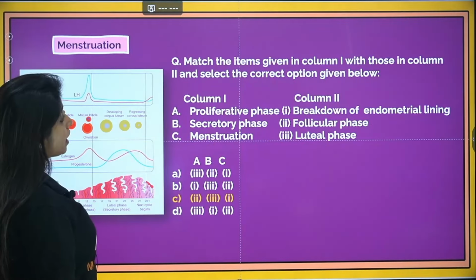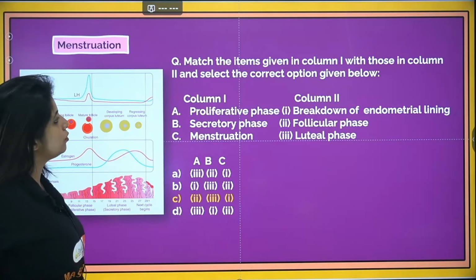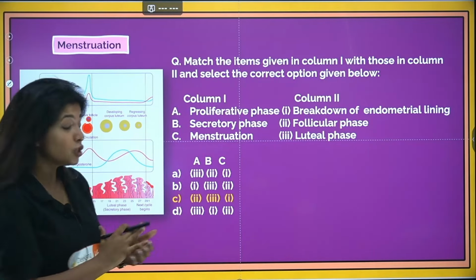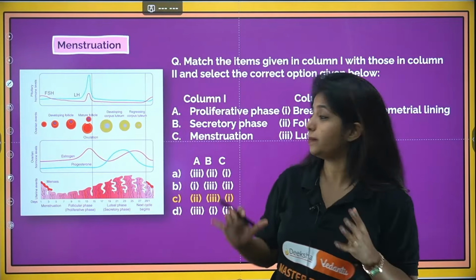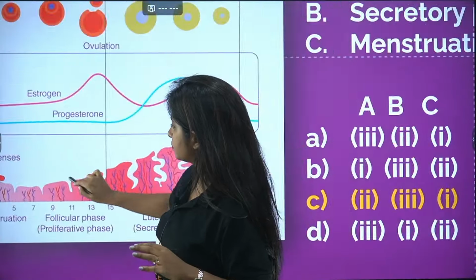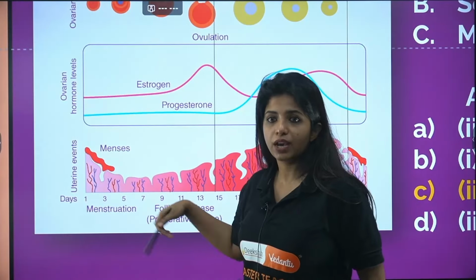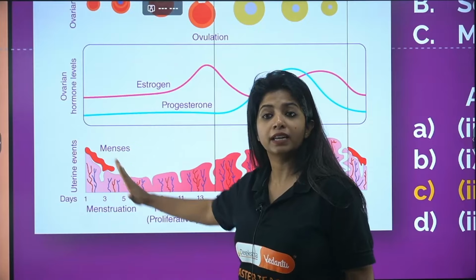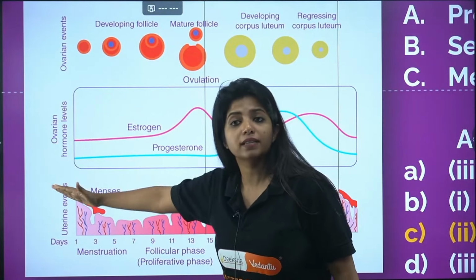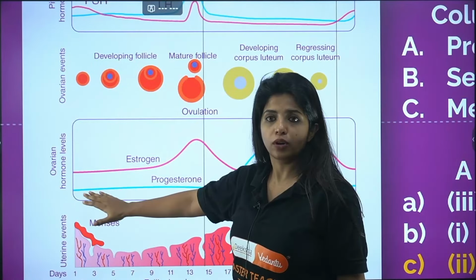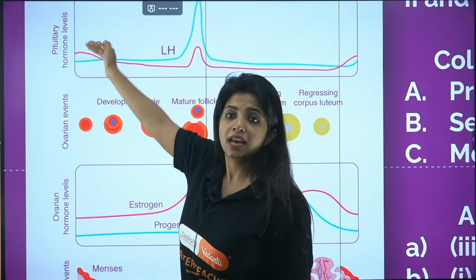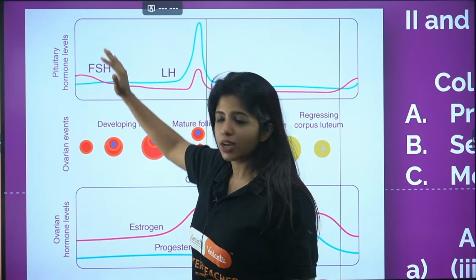Now the next question: match the items given in column 1 with those in column 2 and select the correct option given below. So over here you have to talk about the menstrual phase. This menstrual cycle is very, very important. Please remember it. So I'll just give you a gist of it. Listen to me carefully, okay? So the first phase is the menstrual phase, where from the 1st to the 5th day, the endometrial lining is falling down. And at this particular point of time, estrogen and progesterone are very low in amount, which is why this is happening. And when both of them, released by the ovary, are low, 2 other hormones increase, and that is the pituitary hormones FSH and LH. They are going to increase.